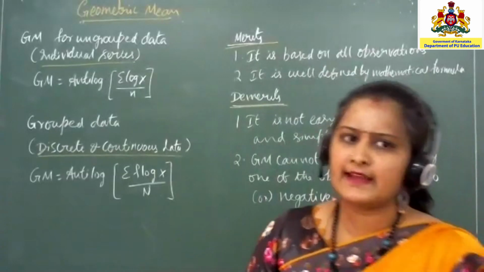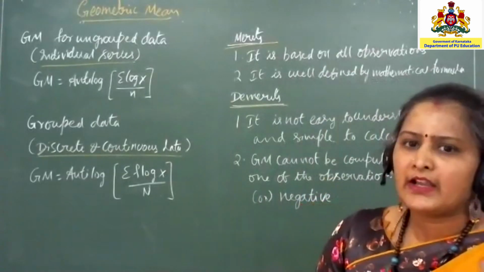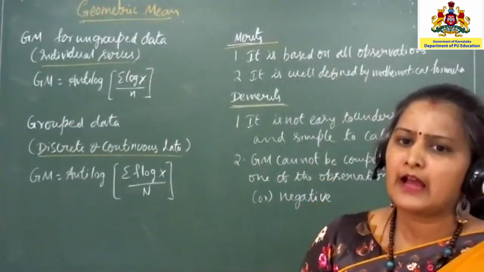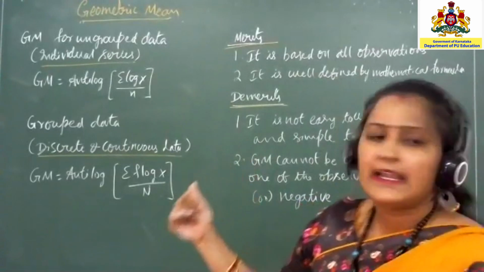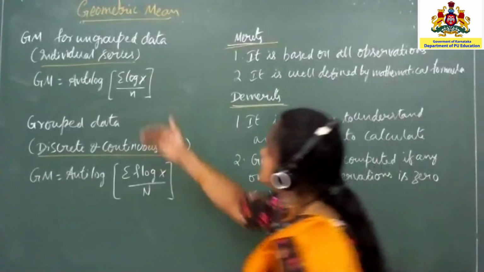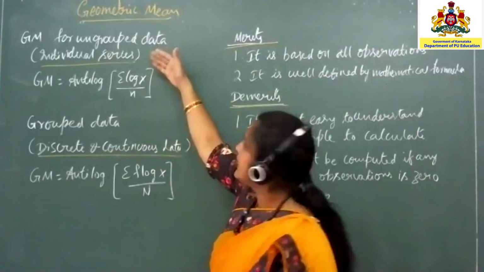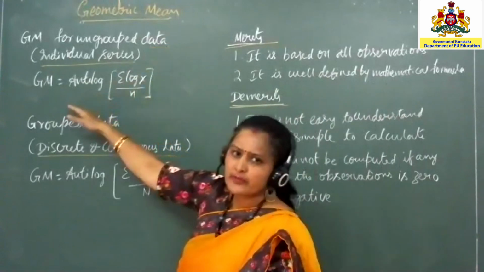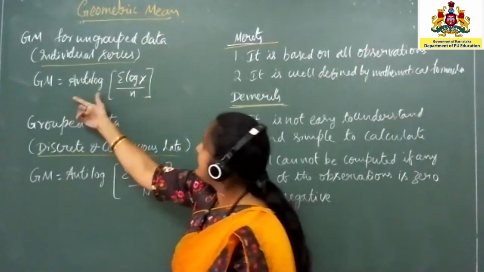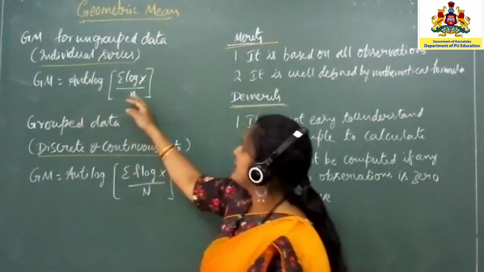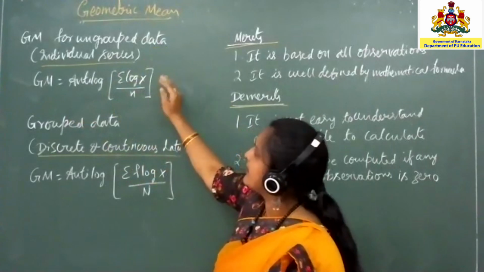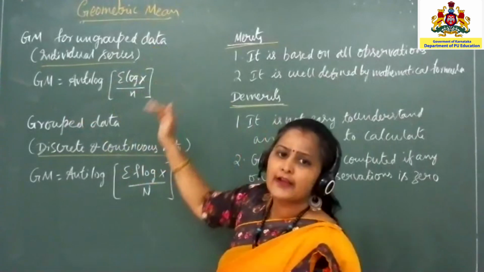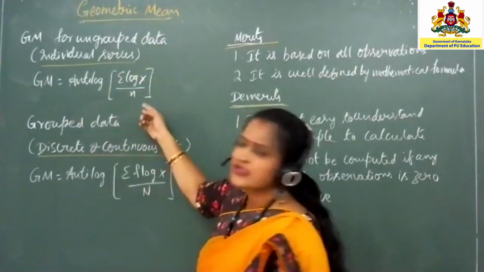As we were discussing, the individual series, discrete and continuous series. We have the formulas for the individual series, that is, ungrouped data. For the individual series, the geometric mean formula is anti-log of summation log x by n. So this is the formula for the geometric mean for ungrouped data.